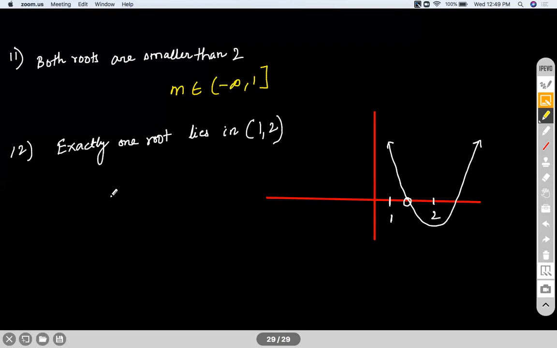Minus infinity to infinity, minus 0 to 1, 9 to infinity, f1 is equal to 3, m greater than 10. Sir, no m exists. No m exists? Okay, let's try this. First of all, if exactly one root lies between this, can I say the root must be distinct? Yes, sir. Number one condition, D must be greater than 0, which we have already solved.